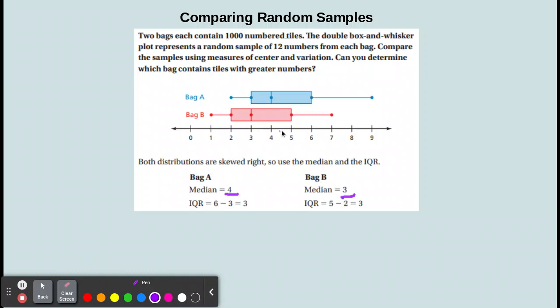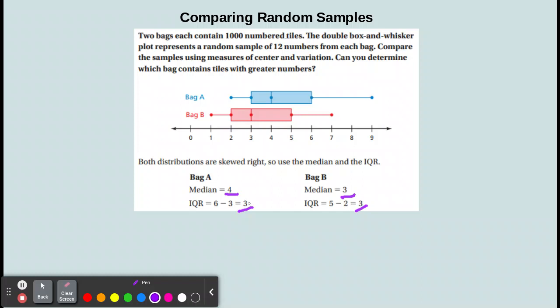And then if we calculate IQR for bag A, 6 minus 3 is 3, and 5 minus 2 is also 3. So from this, we can conclude that the variation, IQR, is about the same for each sample. But bag A has a slightly larger median.